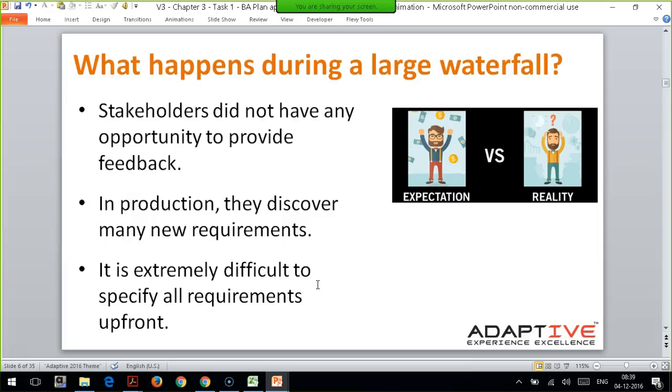The other thing that happens in a waterfall project is that when the product comes to the users, that is the time they start realizing the difficulty in using the product.